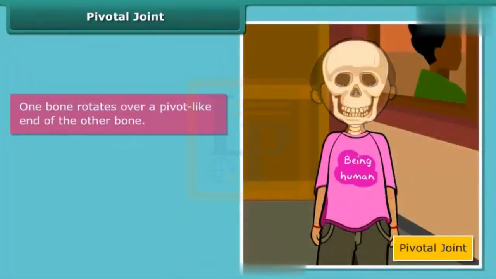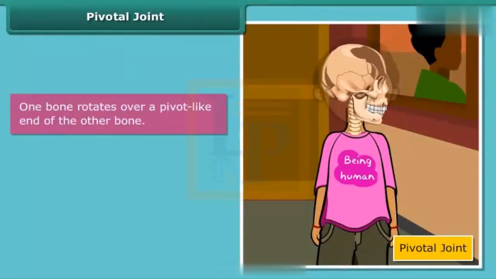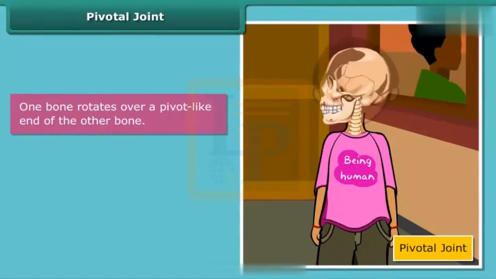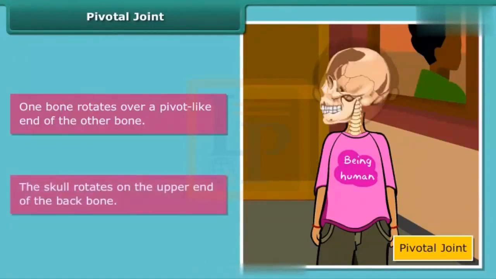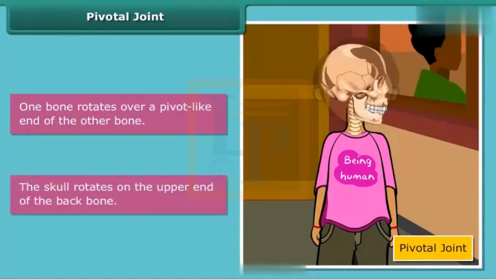Pivotal joint. In this type of joint, one bone rotates over a pivot-like end of the other bone. It's like the skull rotating on the upper end of the backbone.